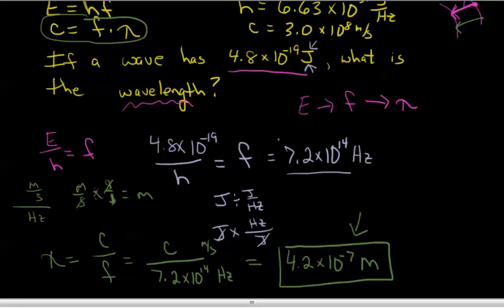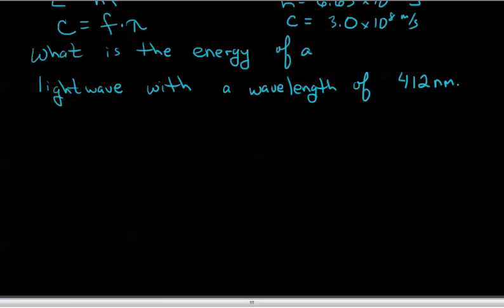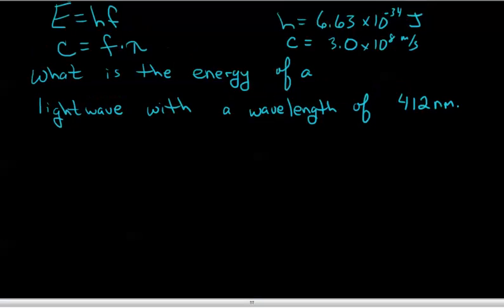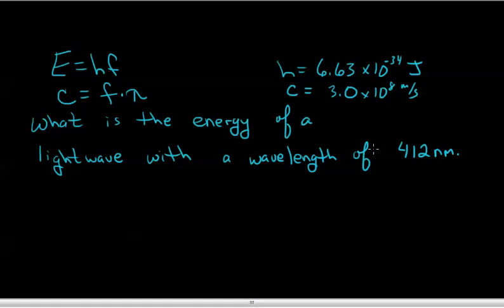Well, let's go the other direction. Let's suppose I'm observing a particular material, and it's de-exciting, and as it's jumping down, I'm able to measure that it's releasing a wave that has a wavelength of 412 nanometers. How much energy is it releasing? How much energy is being let go as it moves down 1 or 2 orbitals? How much energy is released with a 412 nanometer light wave?